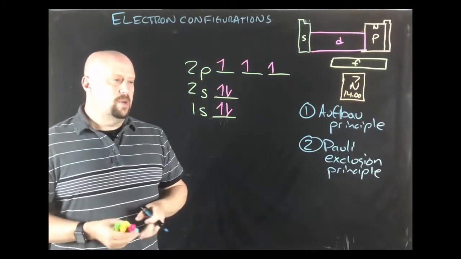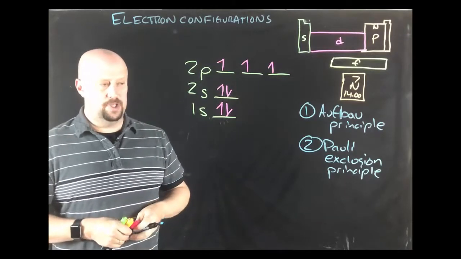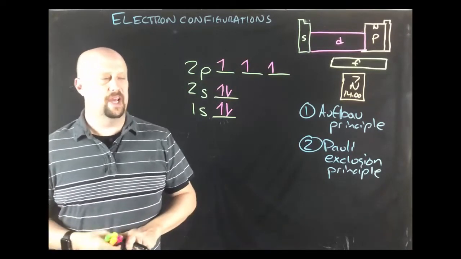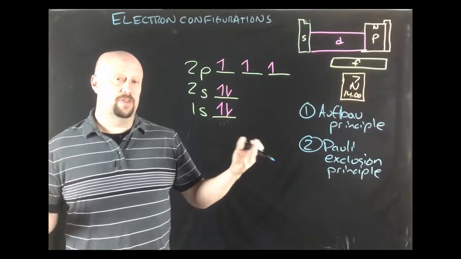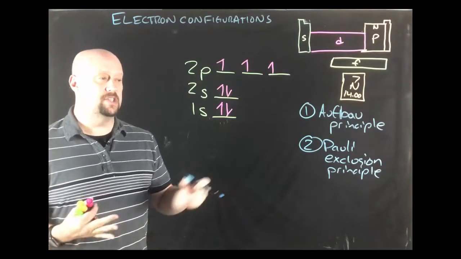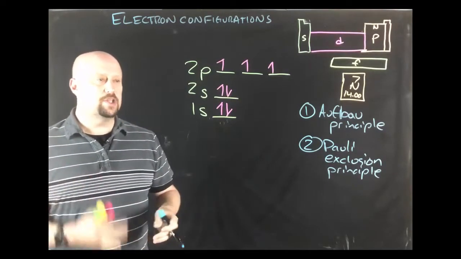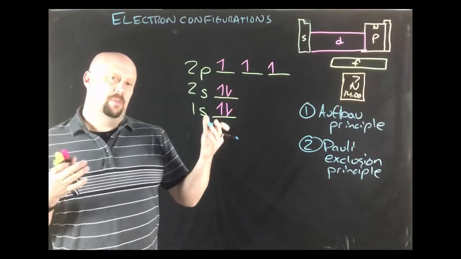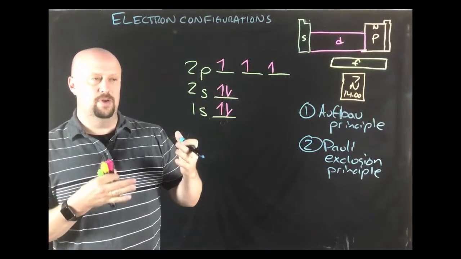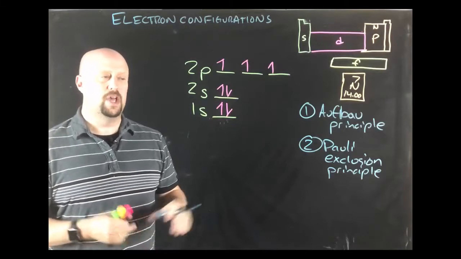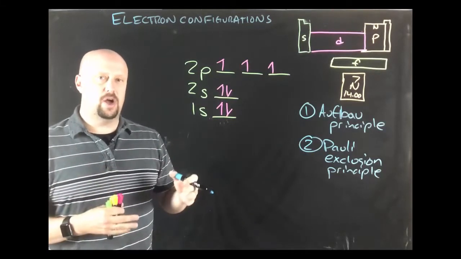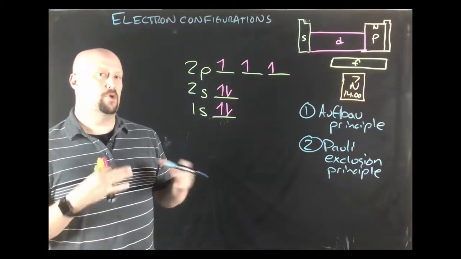Okay, so rule number 2 is the Pauli exclusion principle. That sounds really complicated. The actual, again, complicated scientific definition of it is a lot more complicated. Basically, the Pauli exclusion principle says, hey, every electron has a unique set of 4 quantum numbers, and no 2 electrons in the same atom can have the same 4 quantum numbers.